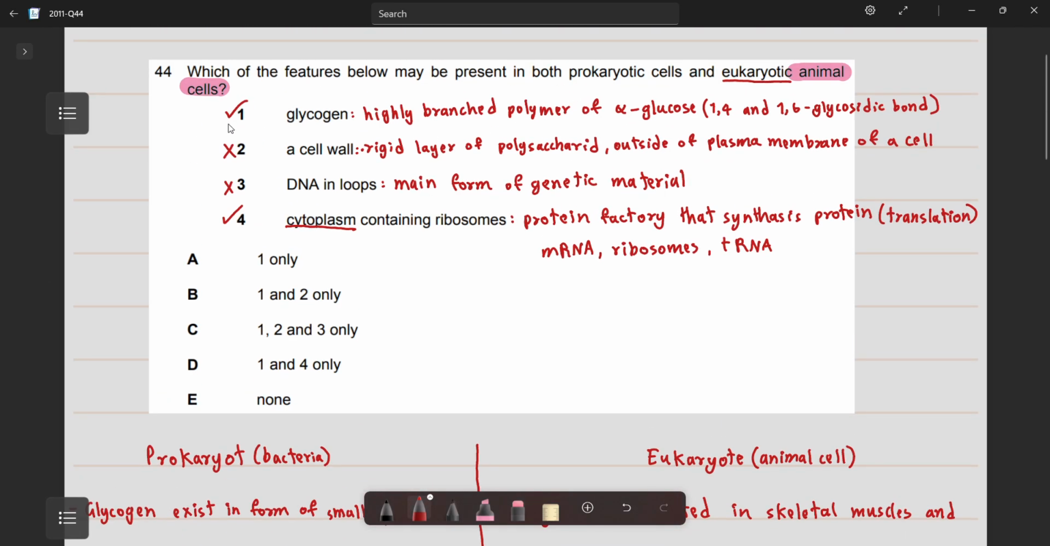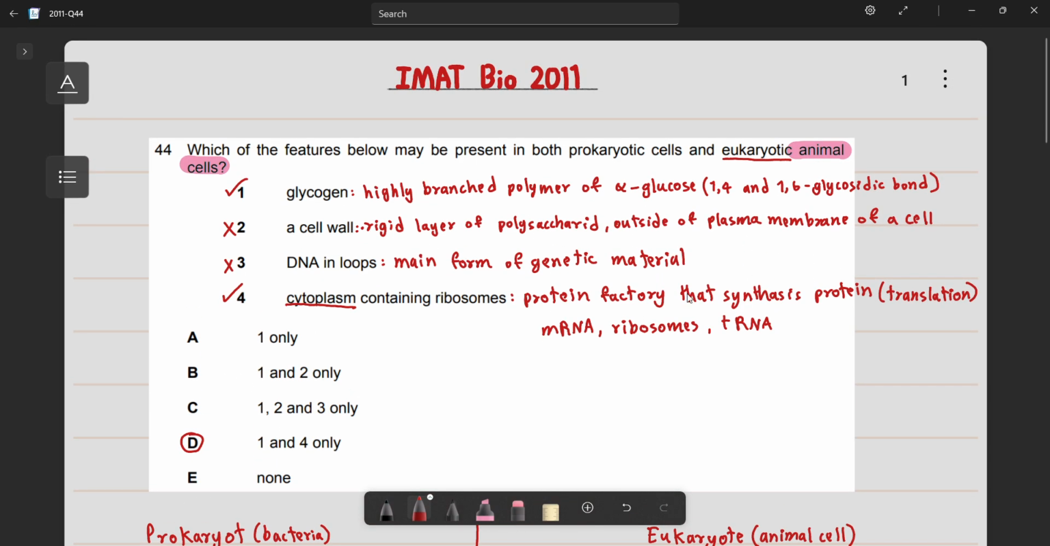So only structure 1, glycogen, and structure 4, cytoplasm containing ribosome, are both common in prokaryotic and eukaryotic animal cells. So hence the only correct option is option D, 1 and 4. Okay, so that's it about the question.